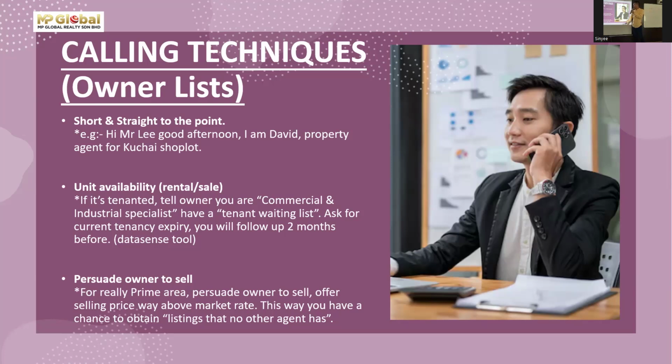Next one, unit availability. If it's tenanted, tell the owner you are an industrial specialist and you have a tenant waiting list. Let's say the owner tells you it's rented out already. Don't give up, follow up on the current tenancy expiry. Even though it's just a conversation, this makes a very big difference when you are working a certain area.